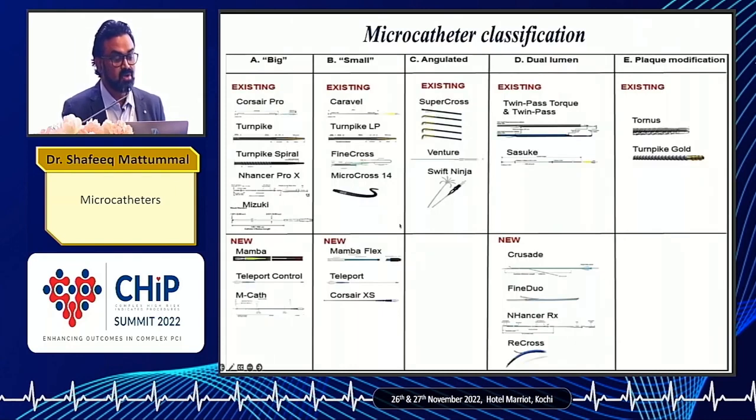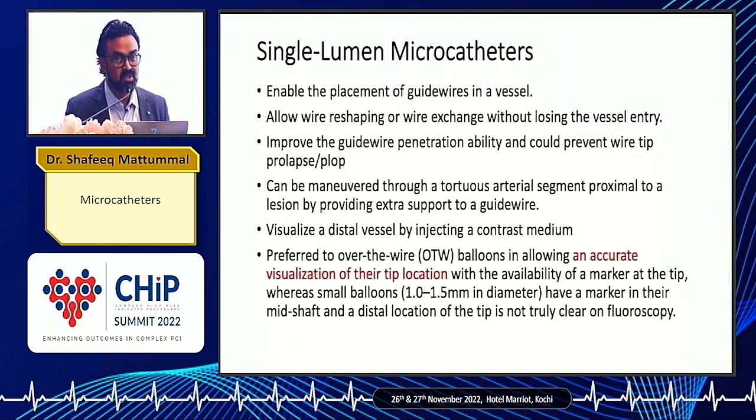So we all know about these small ones: Caravel, Fine Cross, Turnpike, and Microcross. They are very commonly used. Corsair are slightly higher profile, along with Turnpike, Enhancer Pro and Mizuki. Angulated includes Supercross, Venture, and Swift Ninja. The dual lumen are Twin Pass, Sasuke, and others. Plaque modification are Turnpike Gold and Taurus. And there are many other products in the pipeline.